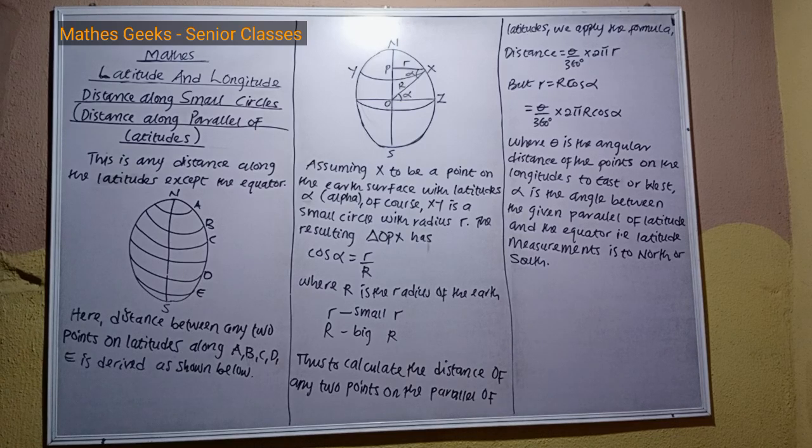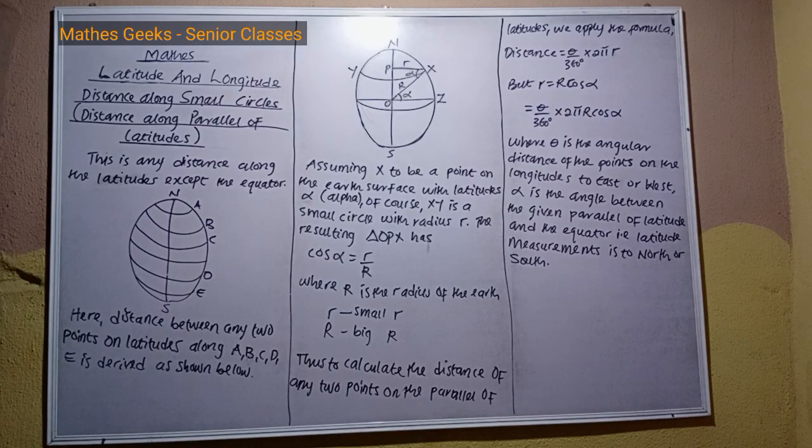In this video, we're going to look at distance along small circles, which is also known as distance along parallel of latitudes. So this is any distance along the latitudes except the equator. Here, the distance between any 2 points on latitudes A, B, C, D, E is derived as shown below.